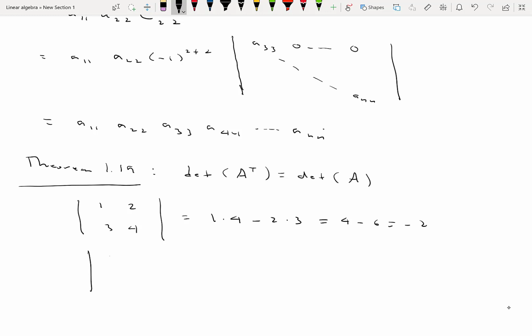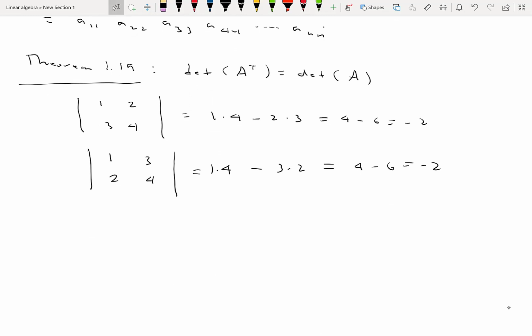Okay, what if we take the transpose of the original matrix? So let's look at 1, 2, 3, 4 column-wise and check the transpose. This is simply 1 times 4 again, minus 3 times 2. The same thing. So it's kind of easy to see with a 2 by 2, but it's generally true. If you transpose a matrix, you don't affect the value of its determinant. Okay.